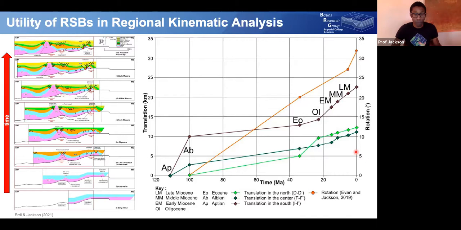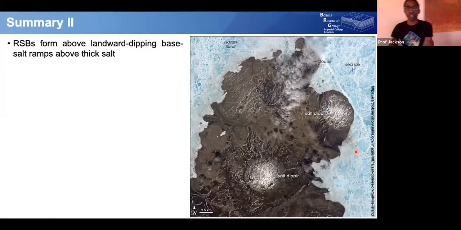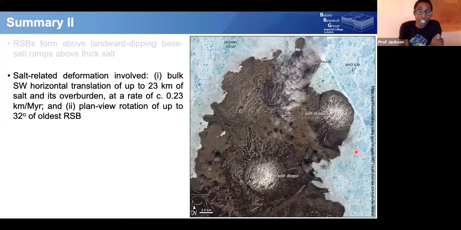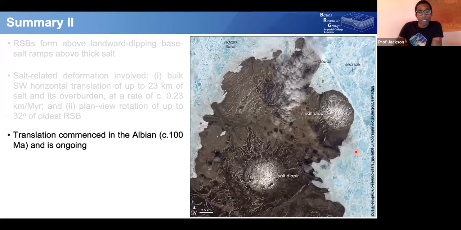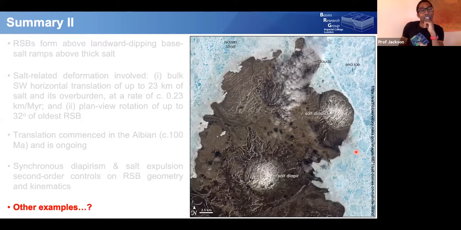So just to summarize before I get into the last few slides of the talk, for the Angola examples, again, we see these Ramp-Syncline Basins forming above the landward dipping base salt ramps. Here we see slightly less horizontal translation of around 23 kilometers, and the rate was less, about 0.23 kilometers per million years, but we do see substantial rotations of the oldest Ramp-Syncline Basins. Translation commenced in the Albian, which is probably not a surprise given it's the twin of the Brazilian margin, so similar geologies and similar timings. And again, we see diapirism being really important.